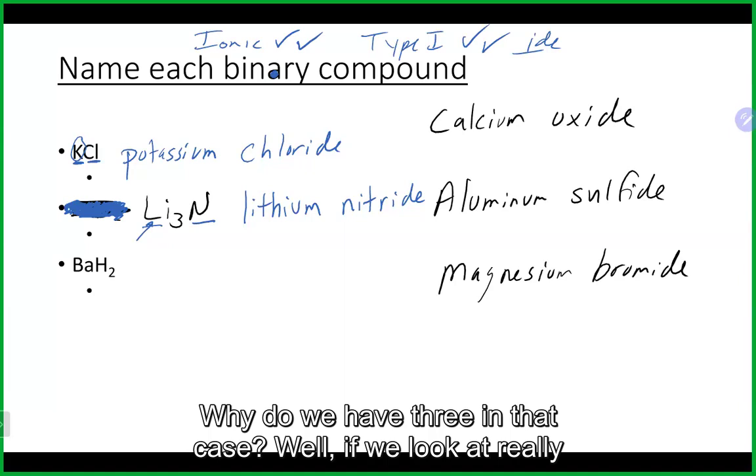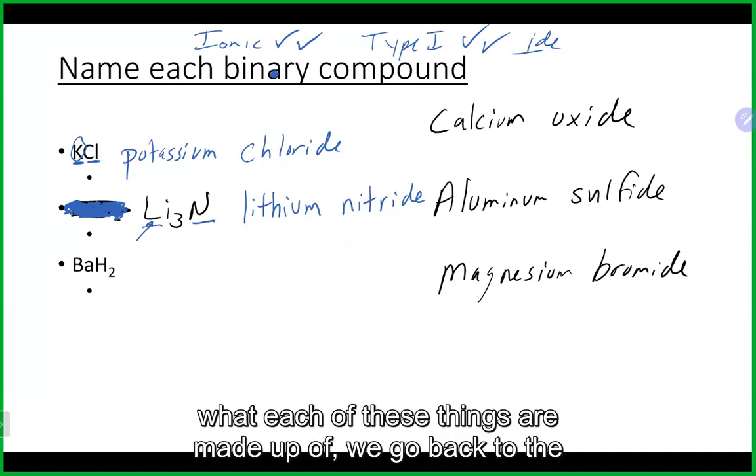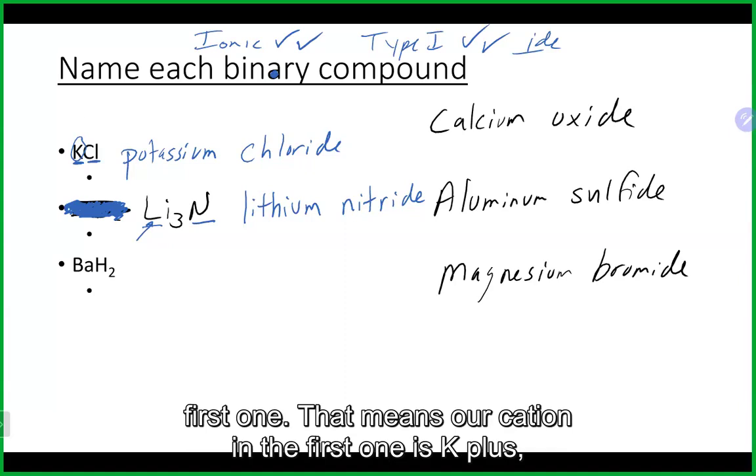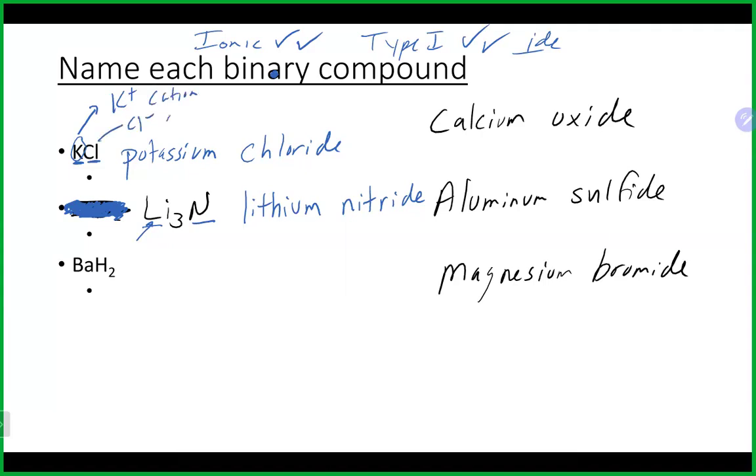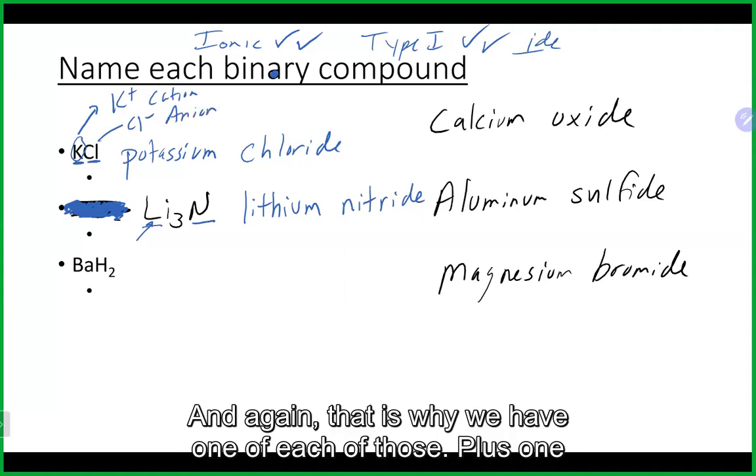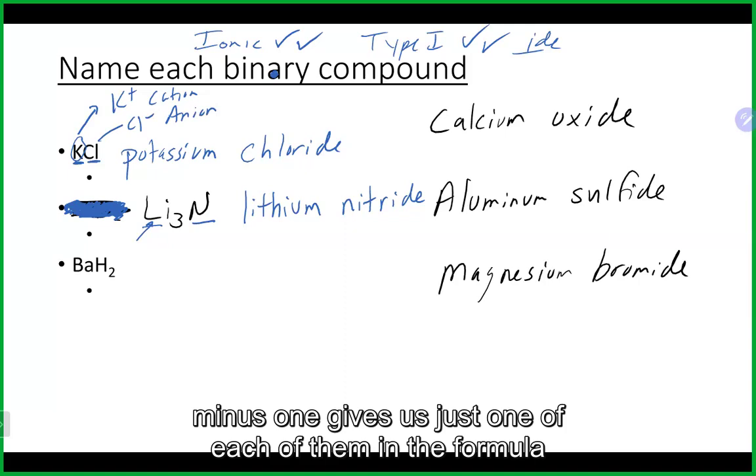Well, if we look at what each of these things is really made up of, we go back to the first one. That means our cation in the first one is K+, right? And our anion here is Cl-, which is group 7. And again, that is why we have one of each of those. +1, -1 gives us just one of each of them in the formula.